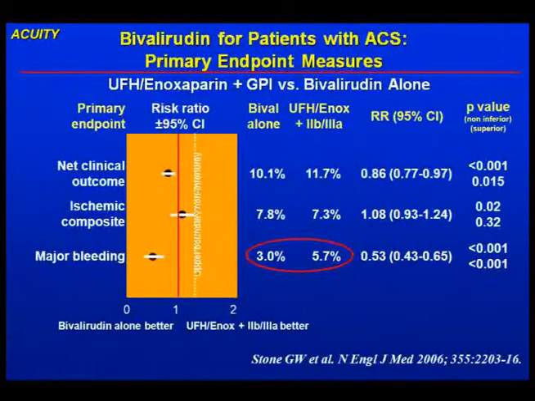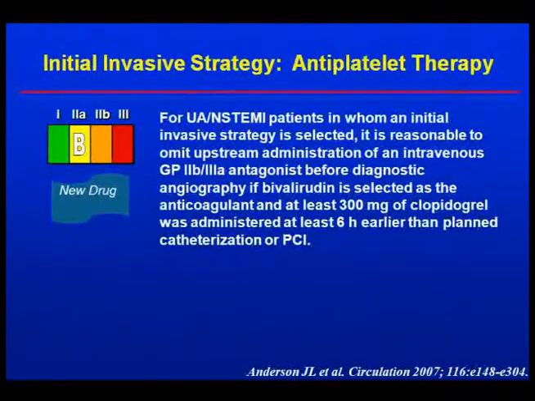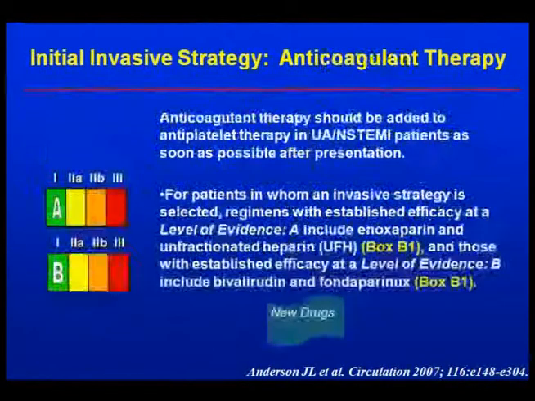And this is, again, one of the reasons we like bivalirudin in the cath lab: there was almost a 50% lower risk of major bleeding in the patients that got bivalirudin compared to the patients that either got unfractionated heparin or enoxaparin plus a glycoprotein 2B3 inhibitor. And so the guidelines now say that for patients in whom an initial invasive strategy is selected, it is reasonable to omit upstream intravenous 2B3 antagonists if bivalirudin is selected as the anticoagulant and at least 300 milligrams of clopidogrel was given. So basically, from our point of view, the easiest thing is give clopidogrel, don't give a 2B3 inhibitor, and give bivalirudin in the cath lab.